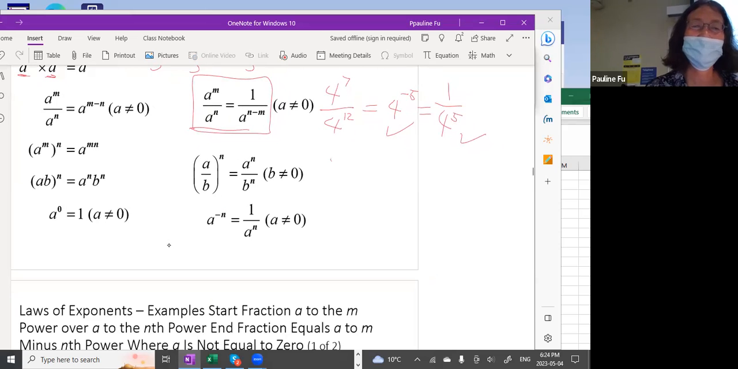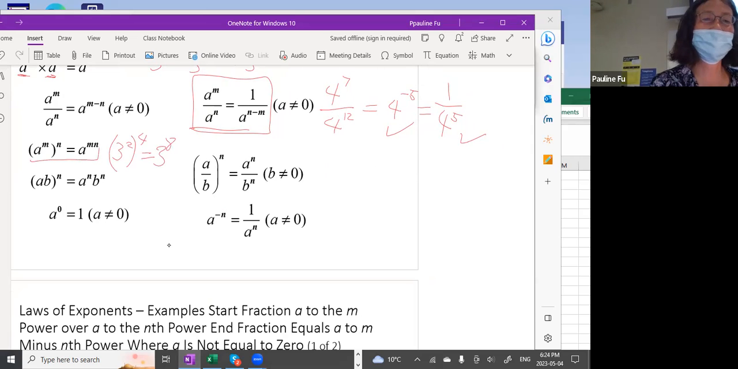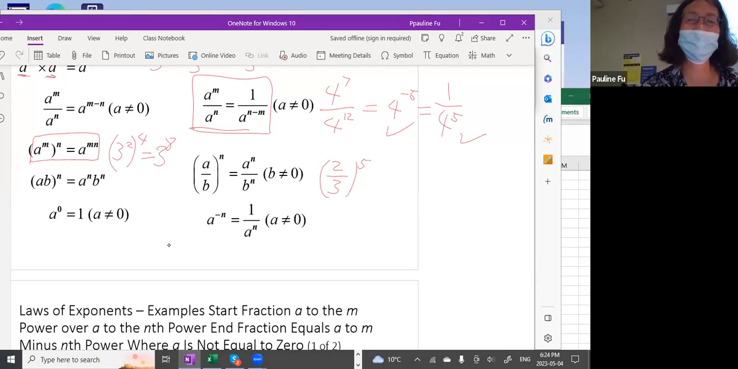And then 3 raised to power 2, then raised to power 4. What is this result? Maybe I'll write down beside the property here. 3 raised to power 2, then raised to power 4. Yes, 3 raised to power 8 based on this property. And then 2 over 3 raised to power 5. What is the result based on this property? Perfect.